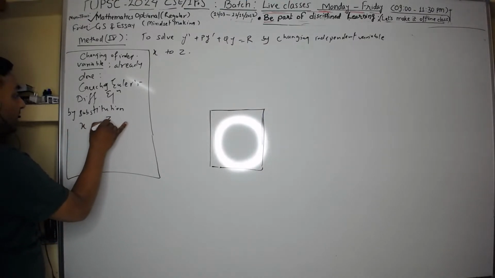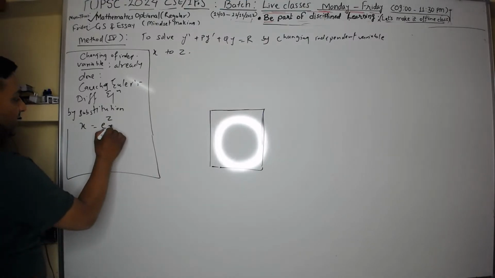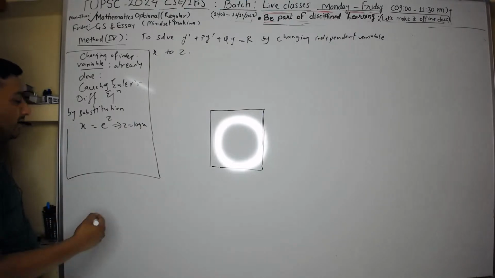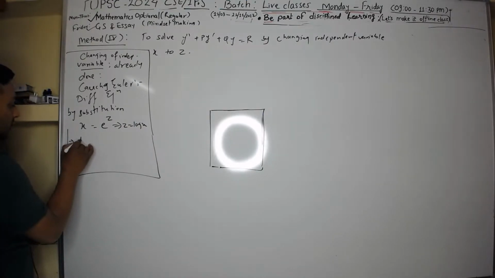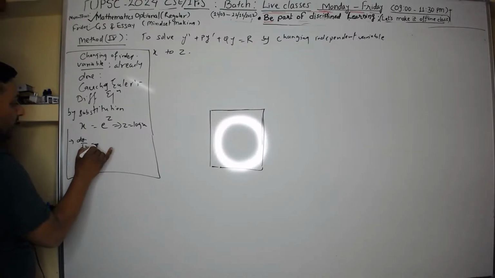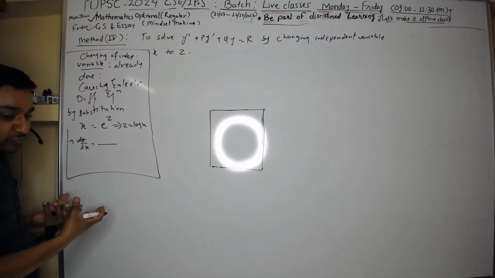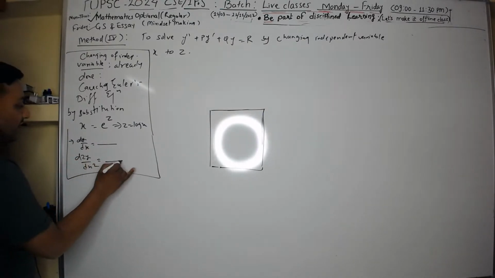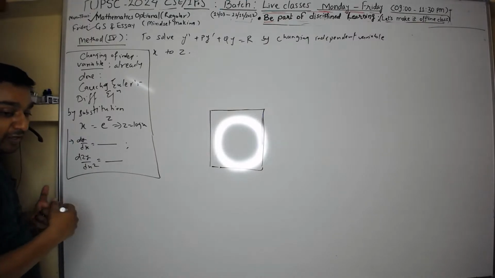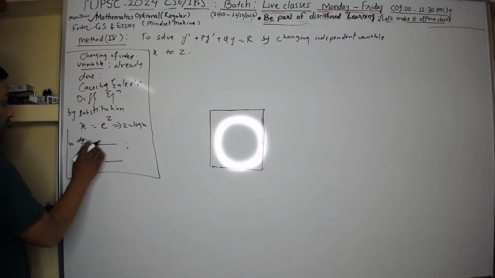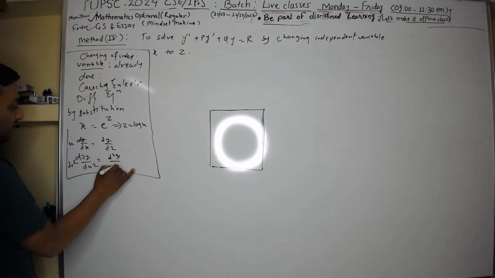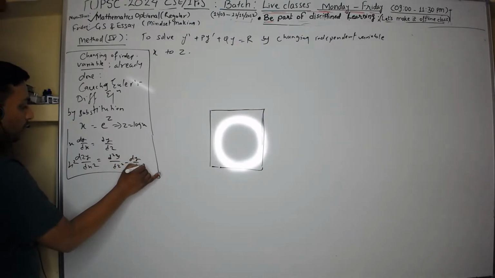We applied x equals to e raised to the power z, that means z equals to log x. Fair? Then what did we try to do? We found dy over dx in the form of dy over dz. We found d2y over dx square in the form of dy over dz. How? This we got as dy over dz, and this you got as d2y over dz square minus dy over dz.